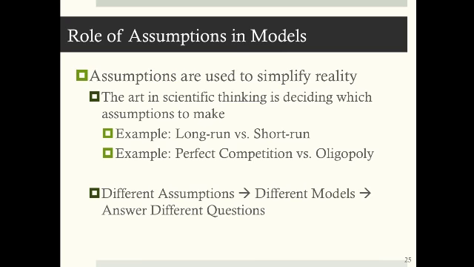And finally, the role of assumptions. Assumptions are used to simplify reality. The art in scientific thinking is deciding which assumptions to make. For example, are we talking about the long run or the short run? What sort of market are we talking about? Are we talking about perfectly competitive markets or oligopolies? The point is that different assumptions lead to different models, which lead to answers for different questions.